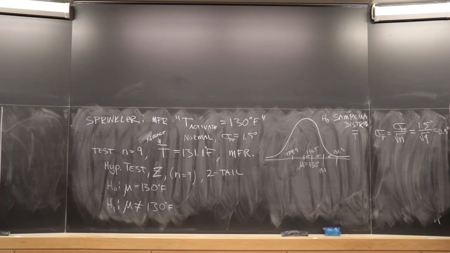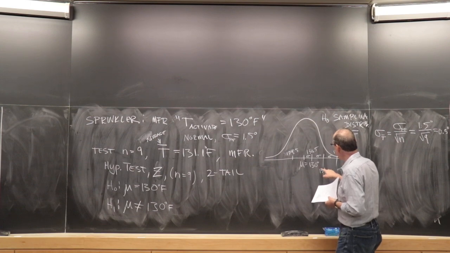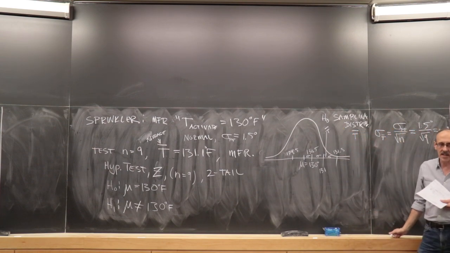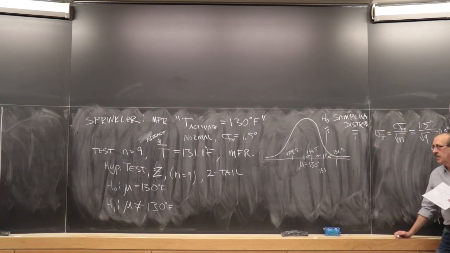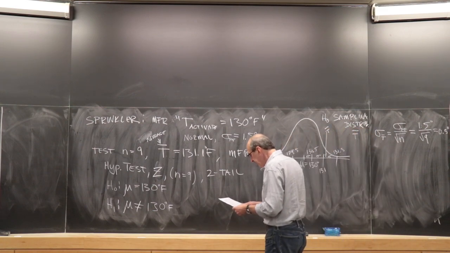Okay. So right now, where does my data come in? Well, my T-bar is 131.1, so here's 131. So here is my statistic from my data. Statistics are calculated from data, so that's my statistic. So I'm just outside 2 standard deviations. So we already know the answer, but let's go ahead and calculate this.